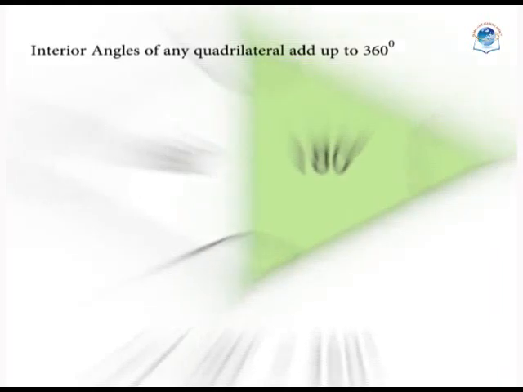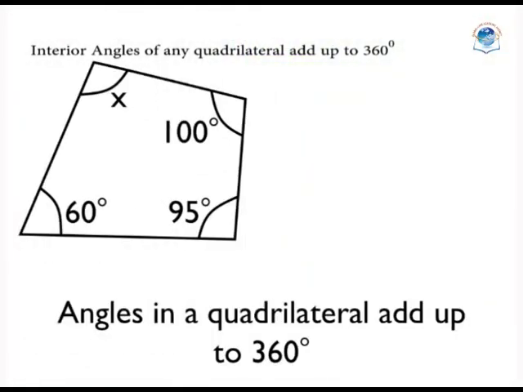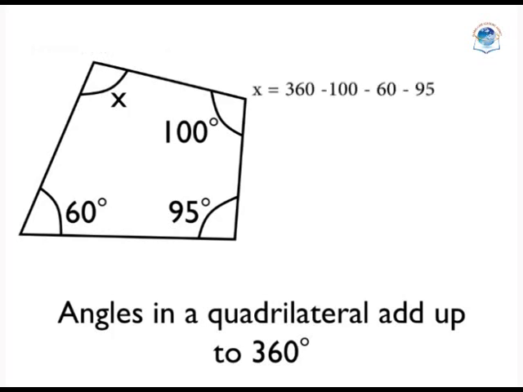So if, for example, we have this quadrilateral, we can find x. We do x is equal to 360 minus 100 minus 60 minus 95, which gives us 105 degrees. You will see that dividing a polygon into triangles is key to finding the sum of the interior angles of polygons. Let's do that.